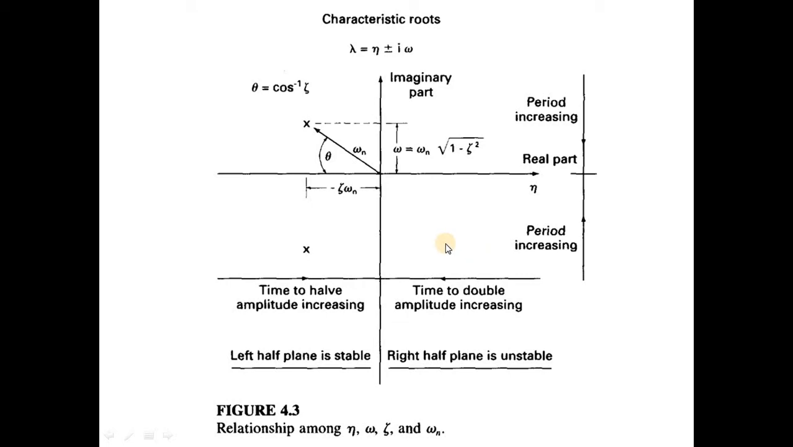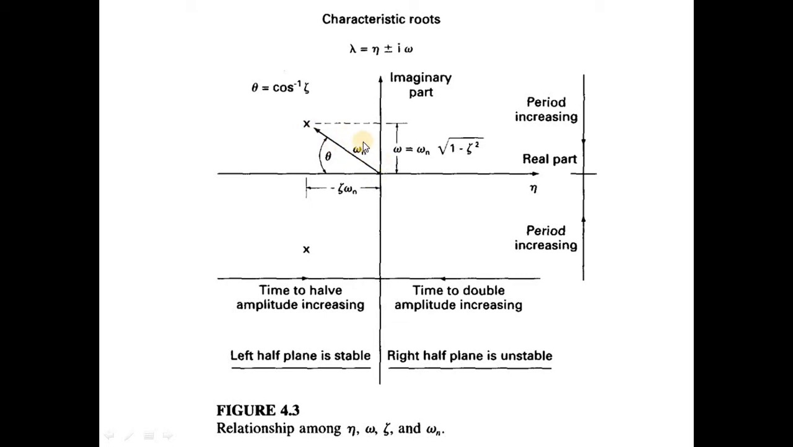We know from the previous courses that we have taken that the left side of the S plane is the stable system, and the right side is where your system is unstable. So in this case we are looking at a stable system, right? Now the distance between the origin and the roots is called the natural frequency.